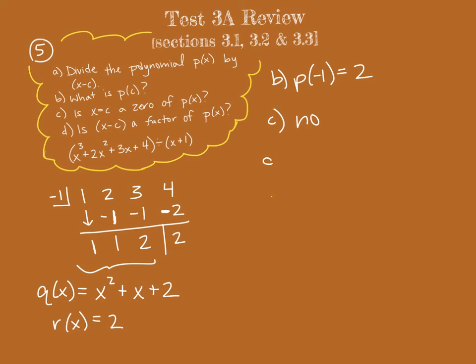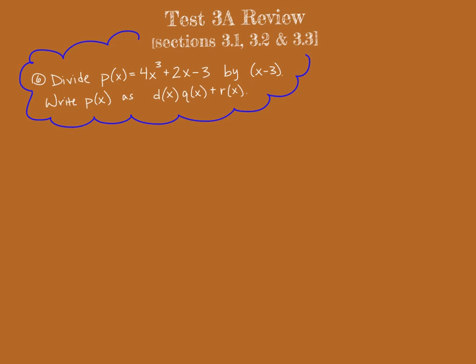So no. And part D comes directly from part C. Since x equals -1 is not a 0, x plus 1 is not a factor of p of x. It's not a factor because we had a remainder. It didn't fit in evenly.